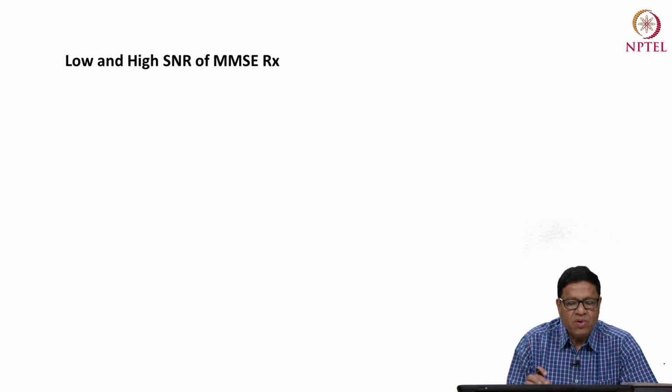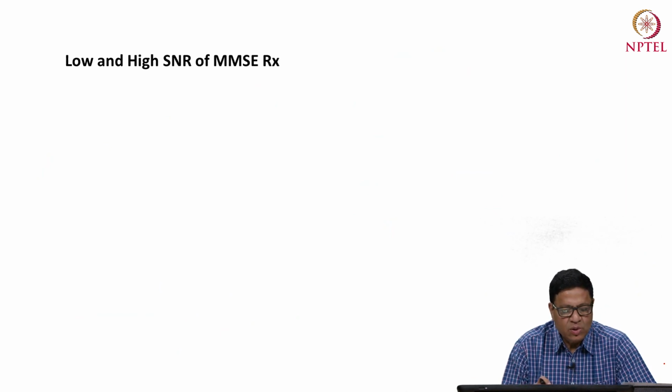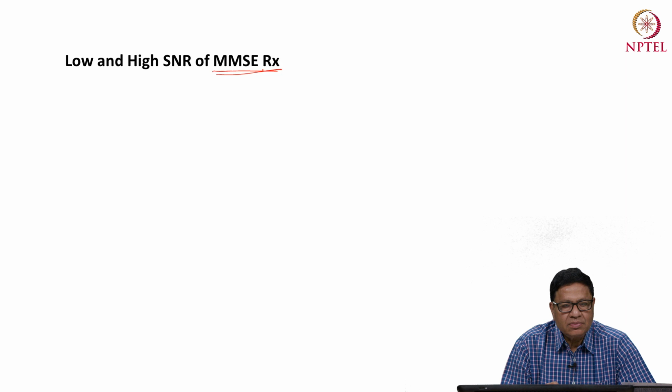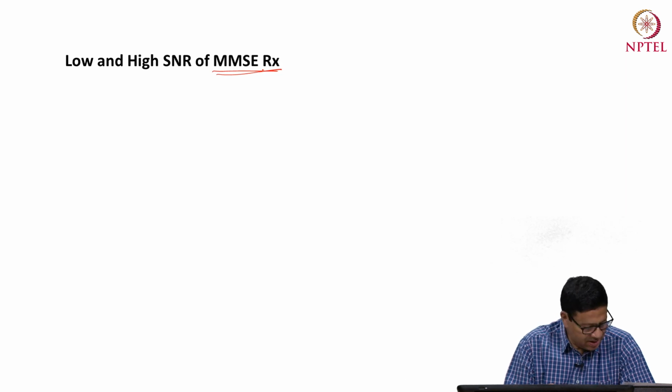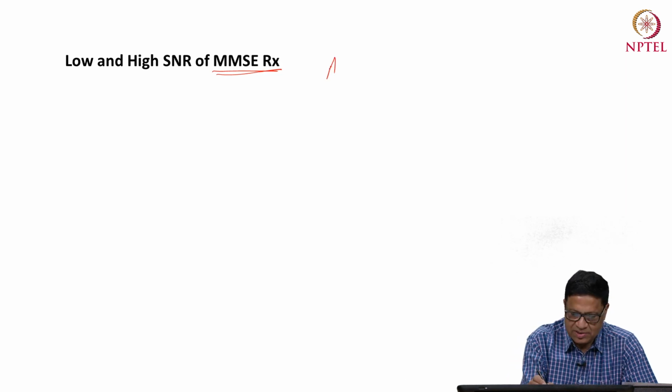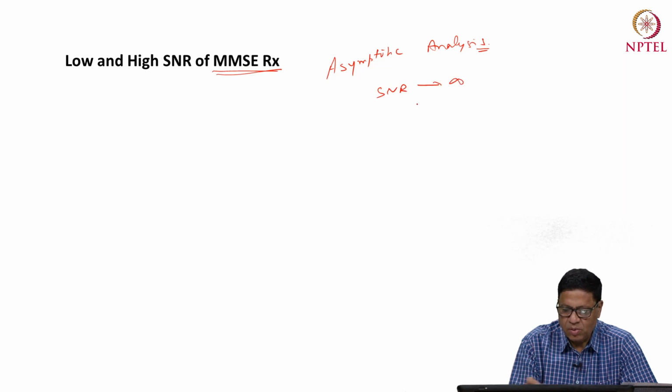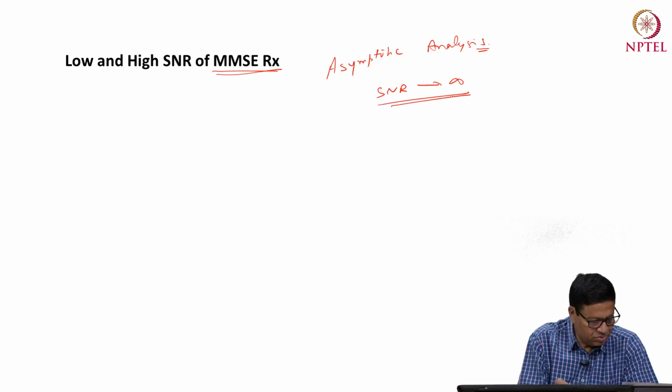So now let us see what happens at low and high SNR of the MMSE receiver, the minimum mean square error receiver. So basically we are doing some asymptotic analysis, when SNR is tending to infinity or low. So let us try to see this.